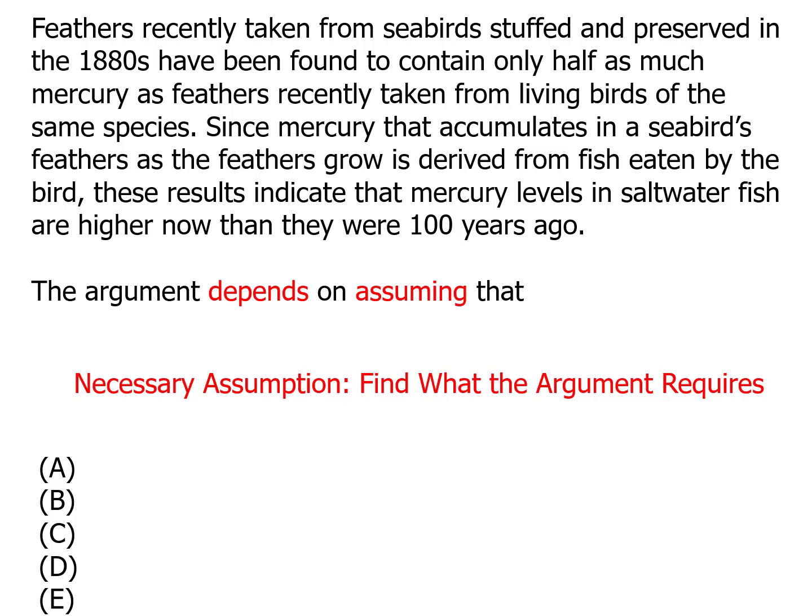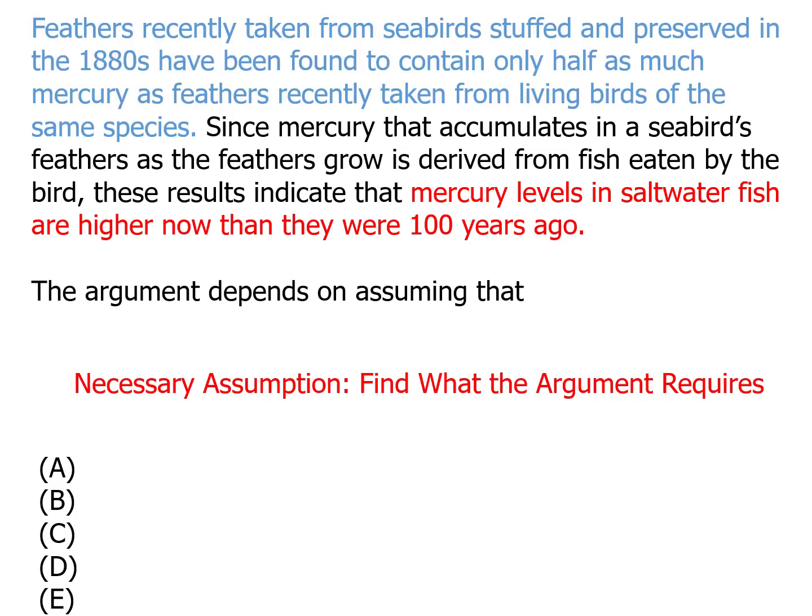In order to find what the argument needs, you need to understand it, which means breaking the argument down into its component parts, its conclusion and its evidence. The conclusion of the argument is found right at the end. Mercury levels in fish are higher now than they were 100 years ago. The evidence for that is the results of a recent study.